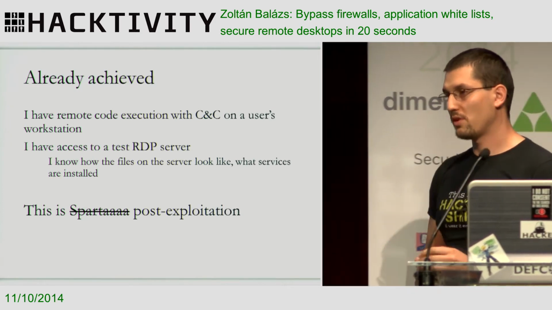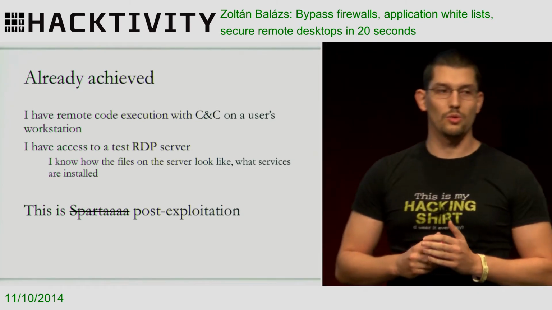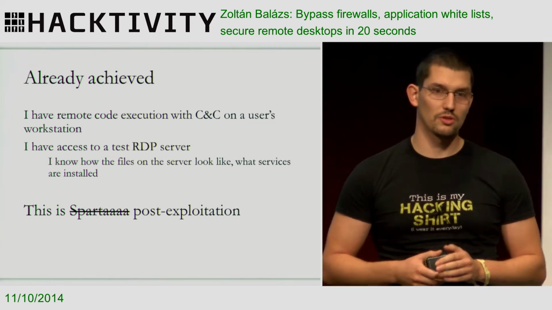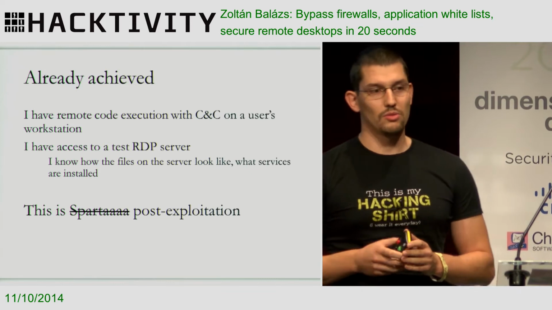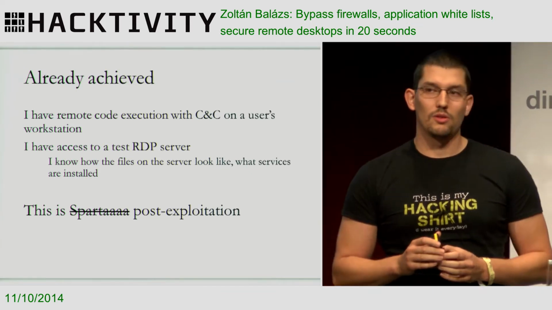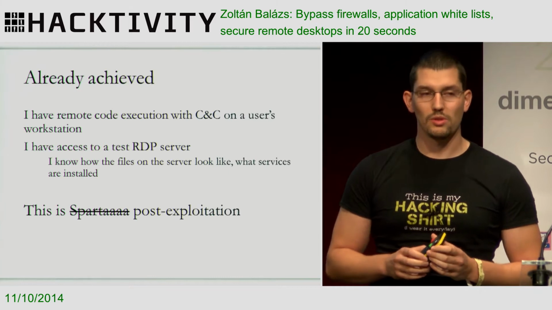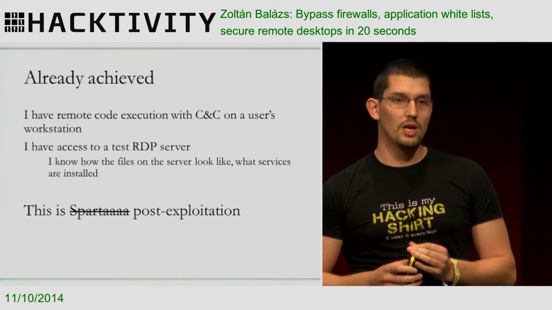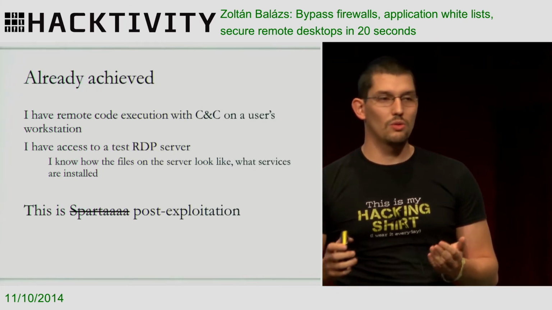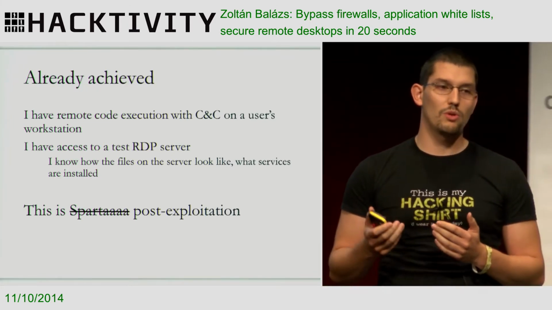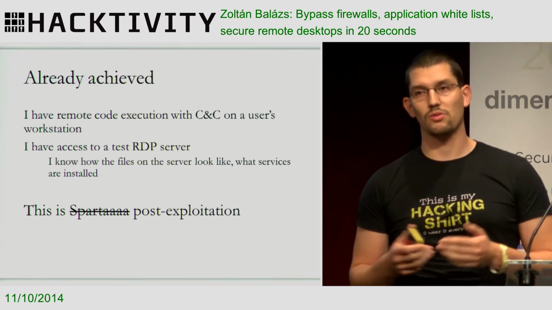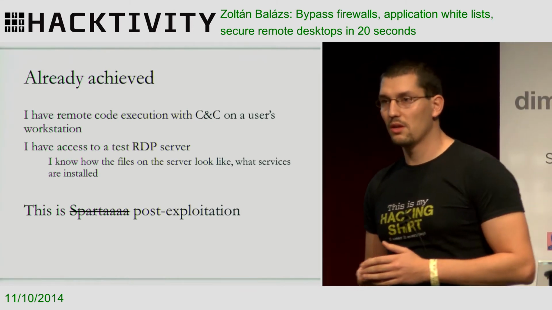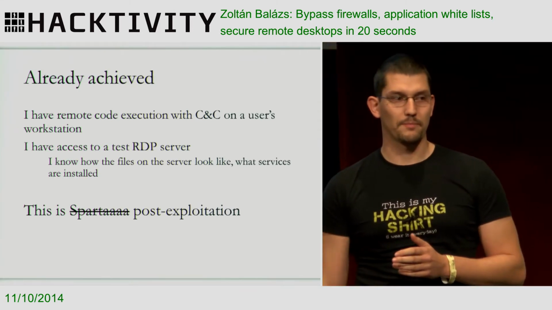I don't want to start the whole story from the beginning, so let's say that I have already infected a client workstation. There are thousands of ways to do that. And in my hacking scenario, it is also needed that, for example, I have access to a test RDP server. And this means that I know the configuration of the server, how it looks like, what services are installed, and so on. And as you can see, this is clearly a post-exploitation scenario.